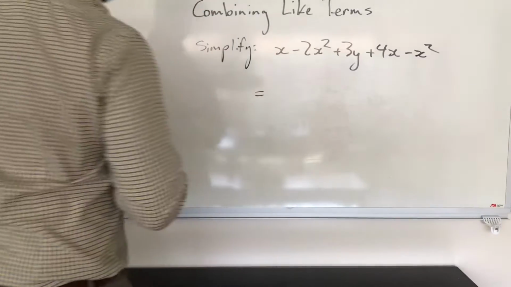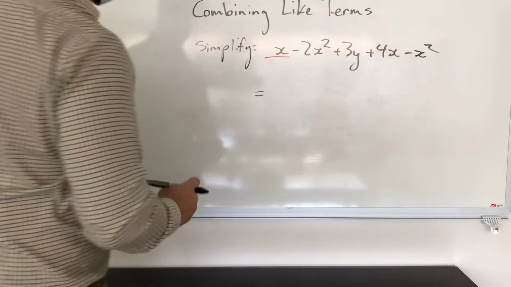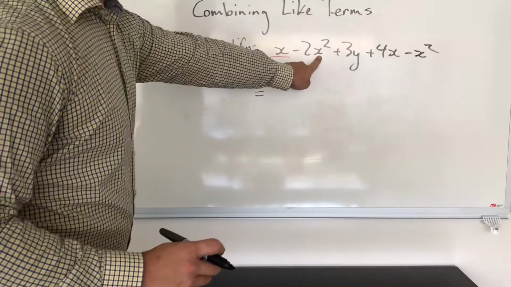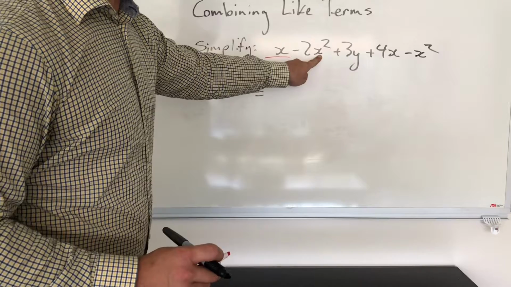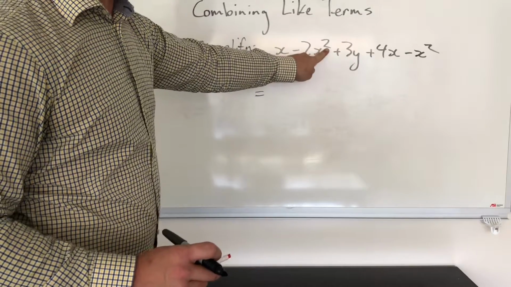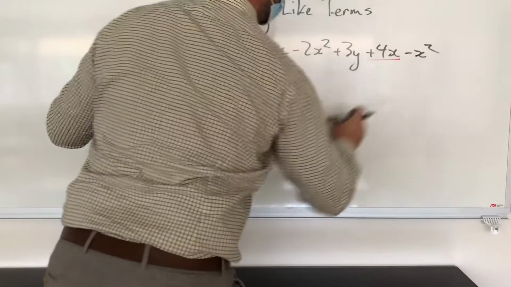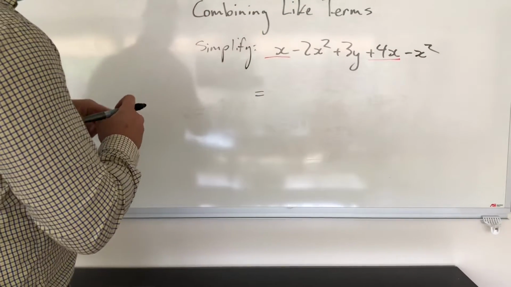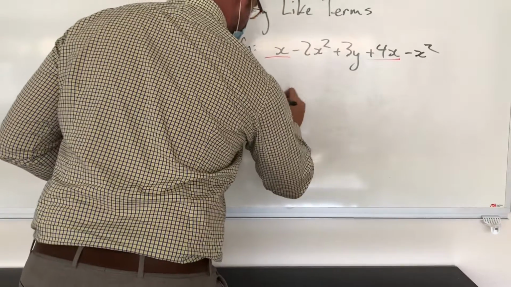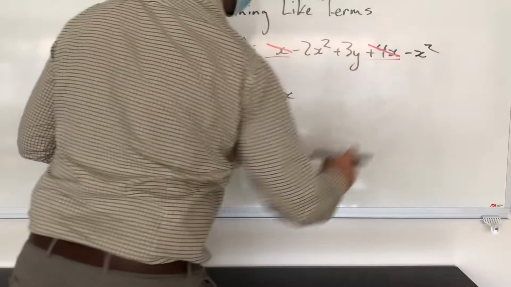The first thing I'm going to do is I'm going to underline the like terms. So I have an x here. Oh wait, I have an x there. But notice that this isn't just an x, it's an x squared. The exponent makes this not a like term. So this one won't count as like, but this one will. So what's x plus 4x? Well, that's 5x. And I can cancel those out because I've dealt with them.